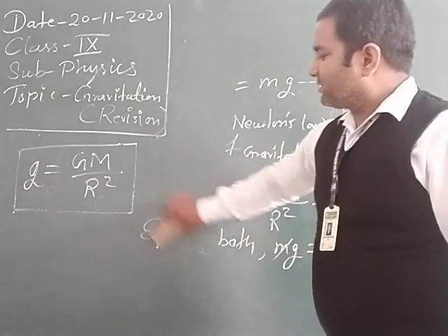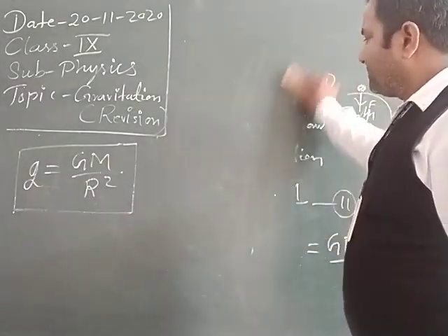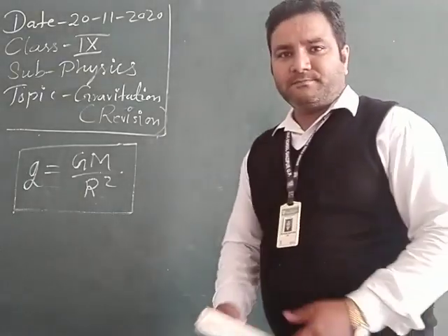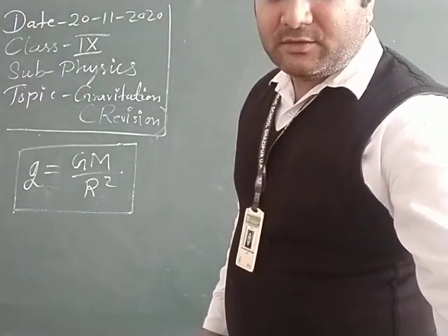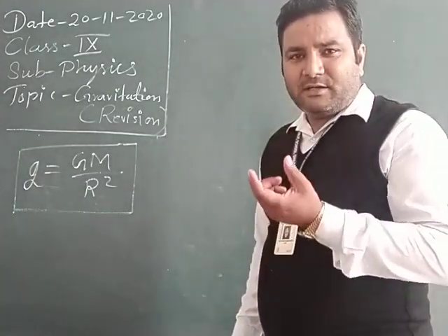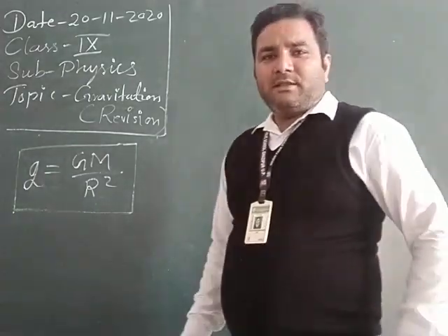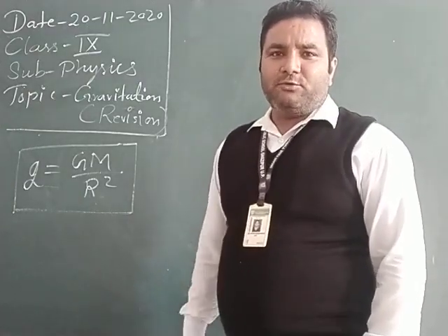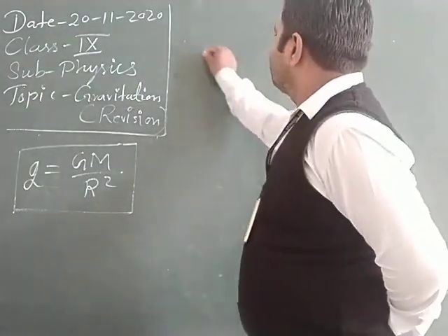That is the simple equation. What is acceleration due to gravity? The force by which Earth attracts a body towards its center. When a body is falling downward, then the acceleration produced in the body is said to be acceleration due to gravity.